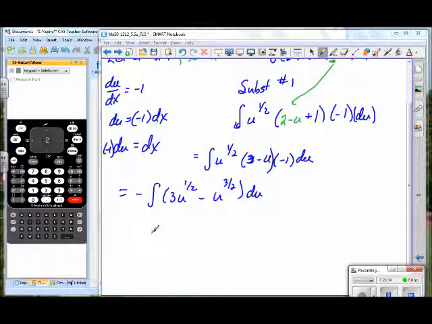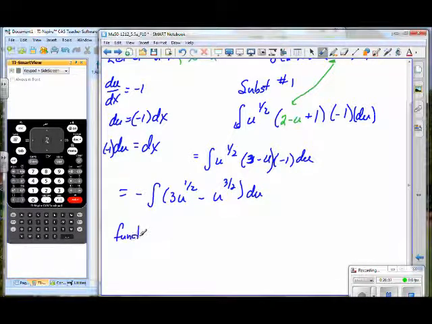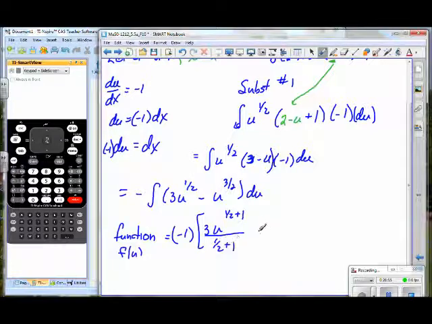So again, what we're going to do now is write the function, which would be f of u, and that would be negative 1, we'll just pull that out in front. The simple integration rule, remember, is add 1 to the exponent and divide by the new exponent, and then minus, this is going to be u to the 3/2 plus 1 divided by the new exponent, plus c.